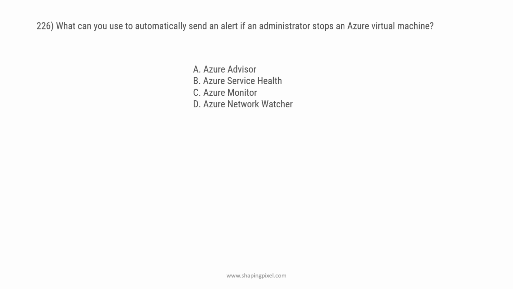Question number 226. What can you use to automatically send an alert if an administrator stops an Azure virtual machine? And you have four options. Option A, Azure Advisor. Option B, Azure Service Health. Option C, Azure Monitor. And option D, Azure Network Watcher. So the right answer is option C, Azure Monitor.